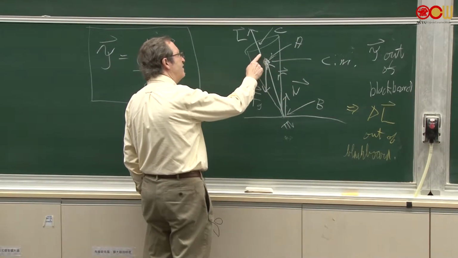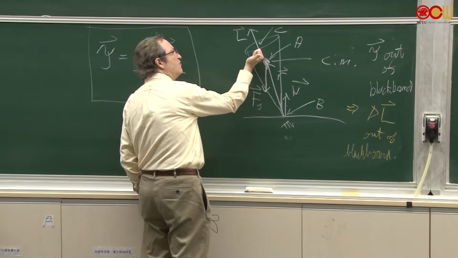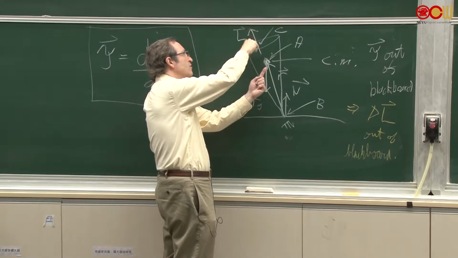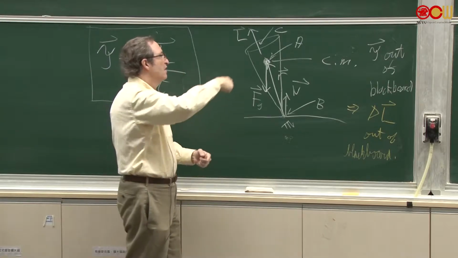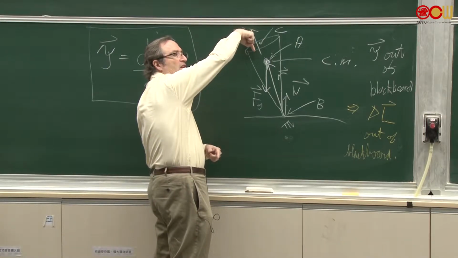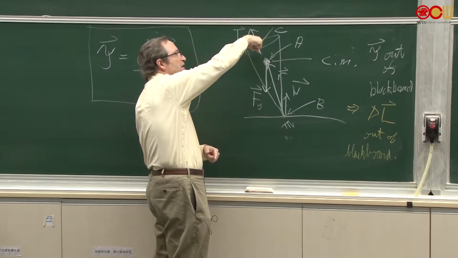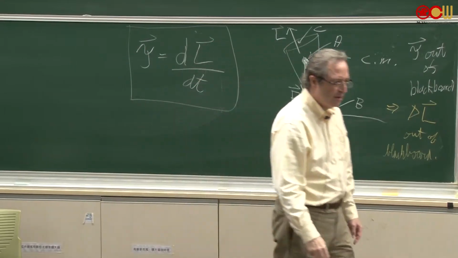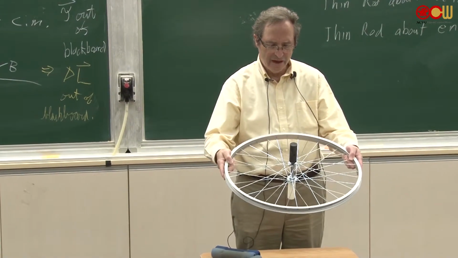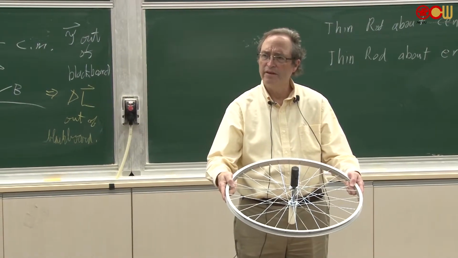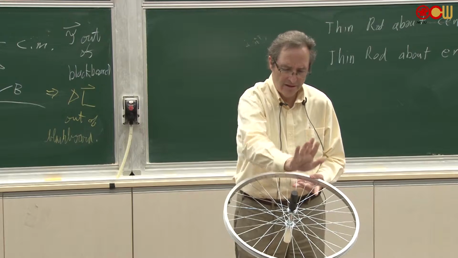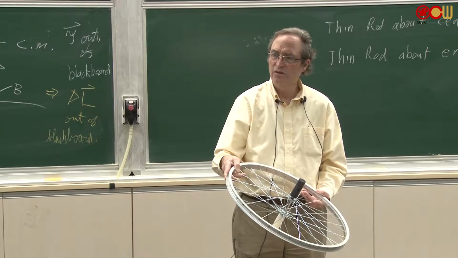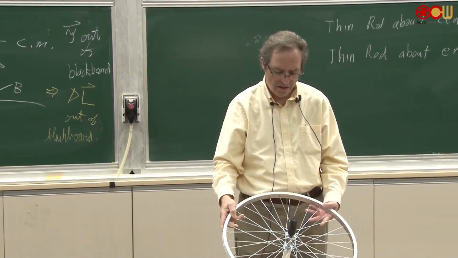So if delta L is out this way, the new L is going to have the same magnitude as the old one, but a different direction. So instead of being like this, how's it going to be? It's going to be a little bit like this, right? Instead of pointing like that, what is it going to do? It's going to point like that.